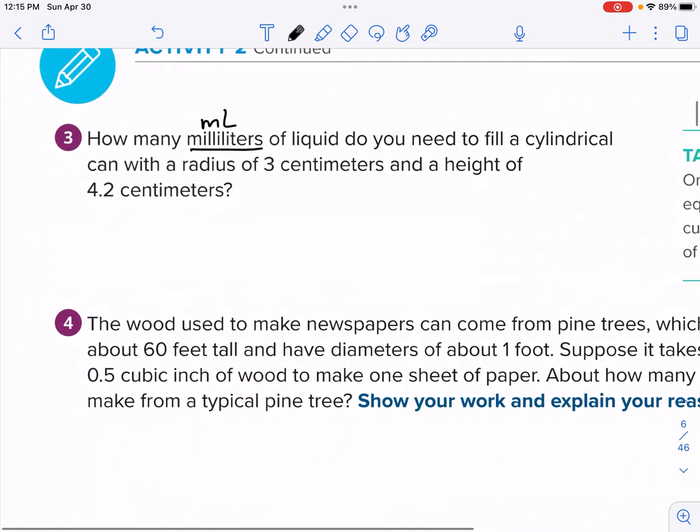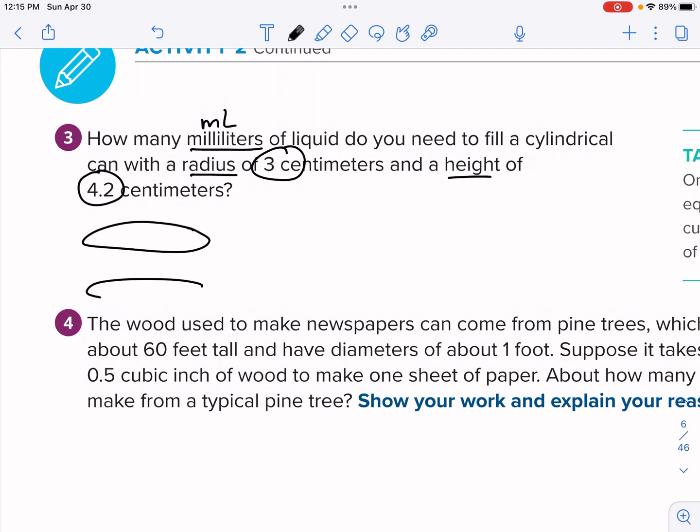And if you're not sure how to draw this, let's use our numbers to help us. The radius is 3 centimeters. The height is 4.2 centimeters. So maybe I can just draw a circle here. Go like this. We'll say this is 4.2. We're given the radius as 3. And let's plug in. This will be pi times 3 squared times 4.2.